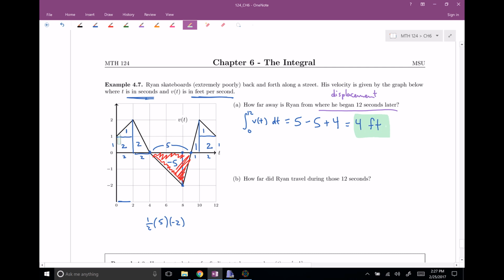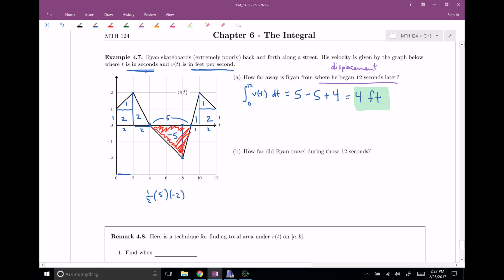Okay. But again, I went in the forward direction for a while, and then I turned around and went in the negative direction, and then I turned around again and went in the forward direction, right? So the next question is, how far did Ryan travel during those 10 seconds?